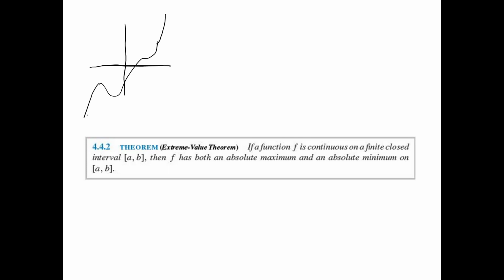Turns out, though, that this theorem tells us that if a function f is continuous on a finite closed interval a, b, then f has both an absolute maximum and an absolute minimum on that interval. So if you're only looking at part of this graph, and we cut off that section, and we cut off that section, now you're guaranteed both an absolute max at the endpoint and an absolute min at this point here in the middle, right? So it's fairly intuitive. The proof is beyond the scope of this class, but it seems reasonable.